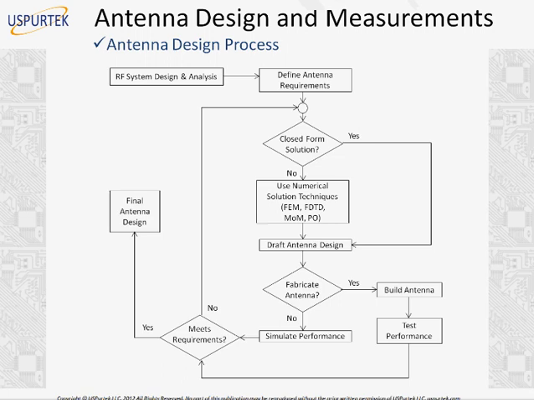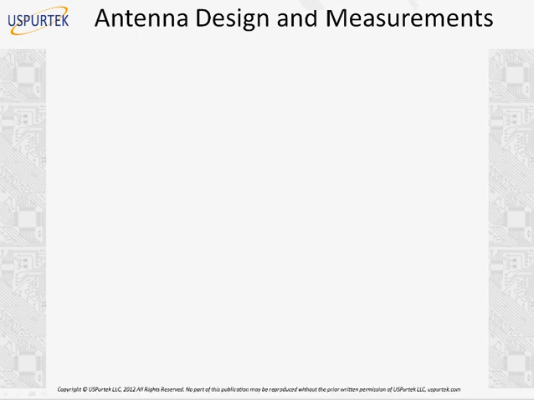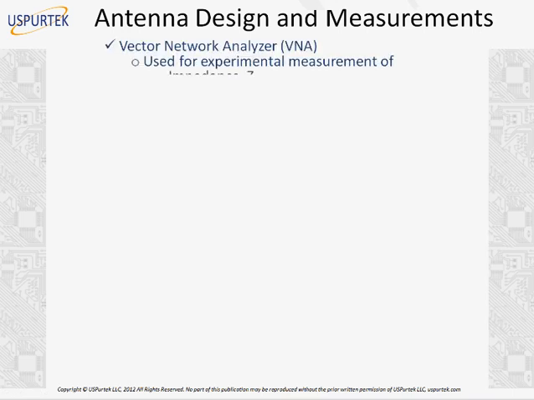Now after that, again, we decide if we fabricate the antenna, yes or no, based on cost analysis. We simulate performance if we cannot build the antenna at this point, and if it meets requirements, we finalize the design and then we build the antenna. So this process we can follow for any antenna, small, big, or for any application. These are the general guidelines. Okay, so now let's move on to the next one.